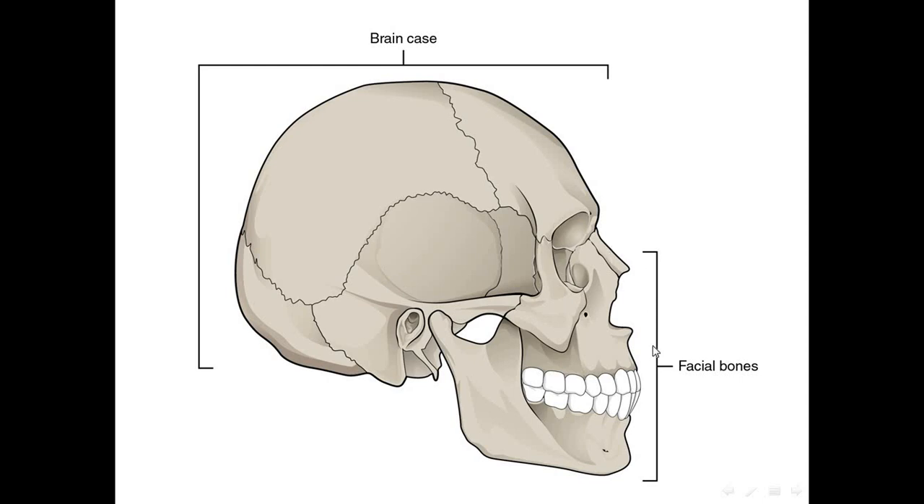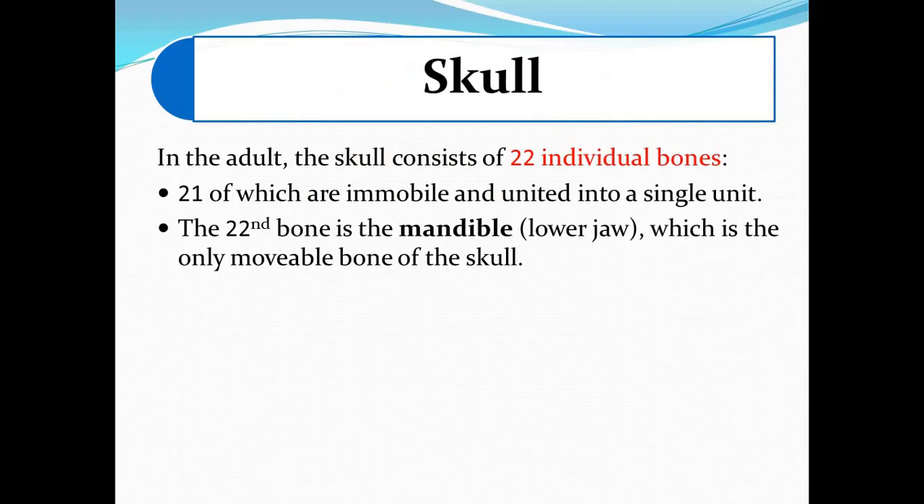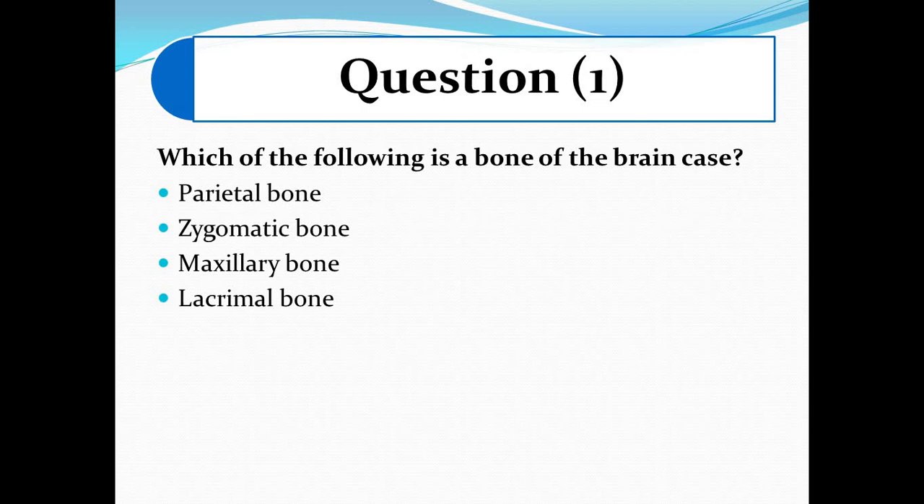So in this lecture we will first talk about the calvarium, and we will leave the facial skeleton for the next lecture. The skull in adults consists of 22 individual bones, 21 of which are immobile and united into a single unit. The 22nd bone is the only movable bone of the skull, which is the mandible, or the lower jaw.